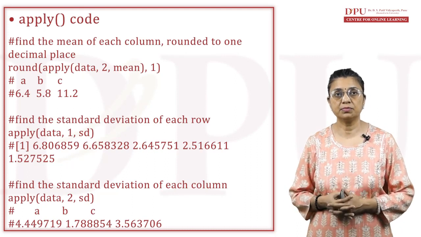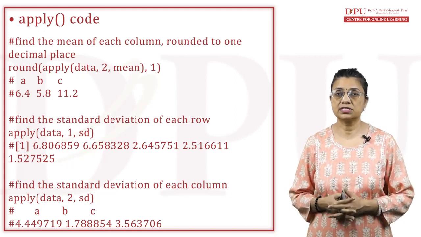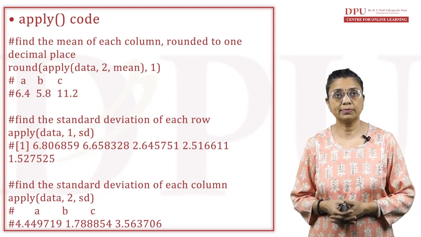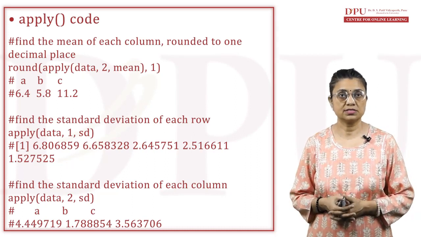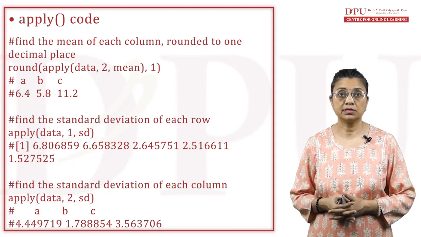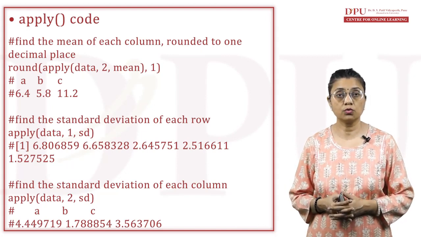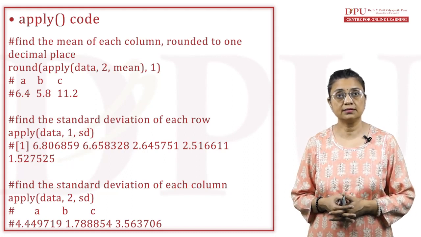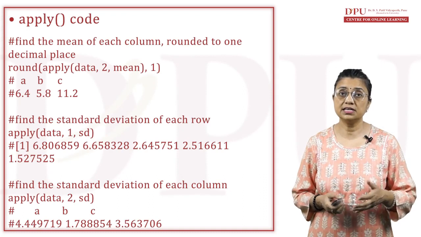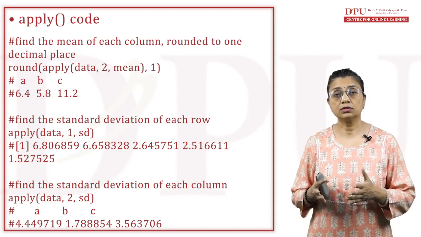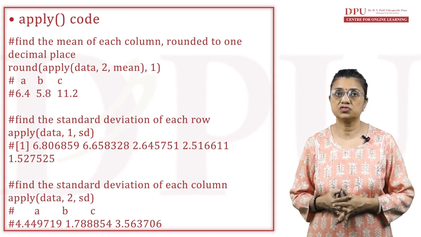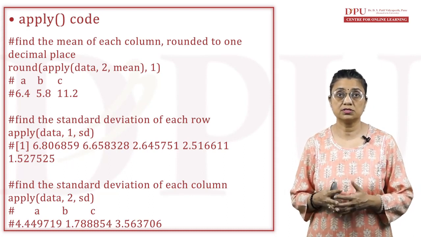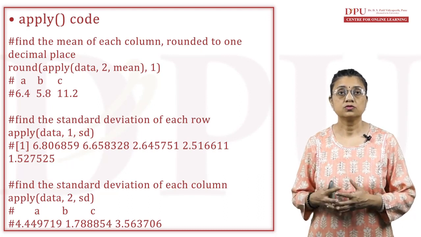In the next example, we want to find out the standard deviation of each row. You can see over here that I have called the apply function, and within the function there is data, and the row is signified by 1, and then SD stands for standard deviation. So basically SD is our fun. So data, on every row, standard deviation. The output you can see over here is that the standard deviation is 6.80, 6.65 and so on.